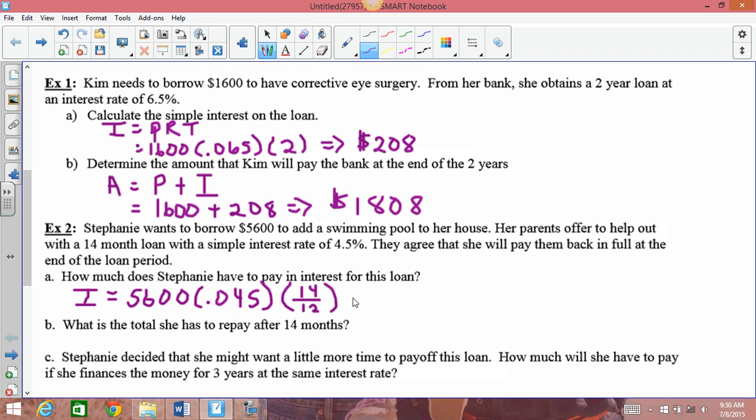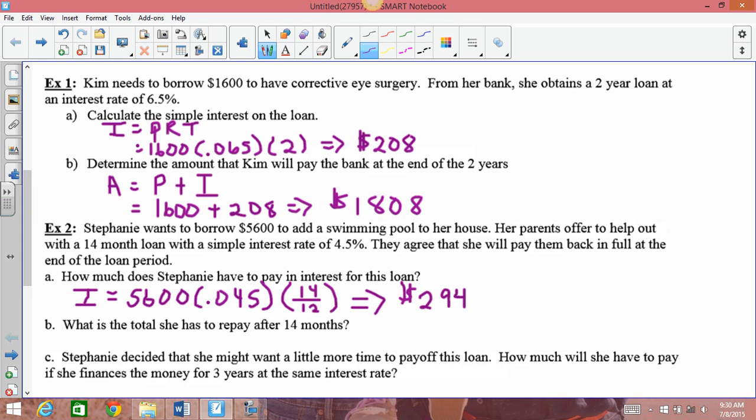And what I see folks often do is they'll take that number and then they'll round it. And by rounding this and then multiplying it times this and this, you're going to end up rounding twice. The best way to do this is just to multiply 5600 times 0.045 times 14 divided by 12. You type it all in like that, and then not do any rounding until the very end. And after you've done that, you probably find that you don't have to do any rounding at all. It comes out to an even nice whole number, $294.